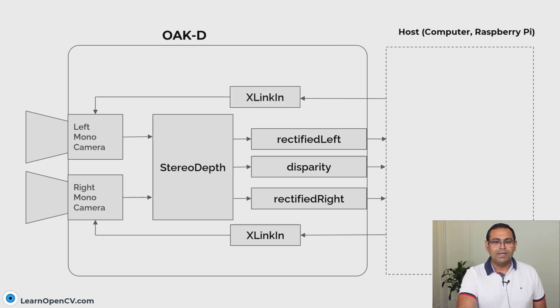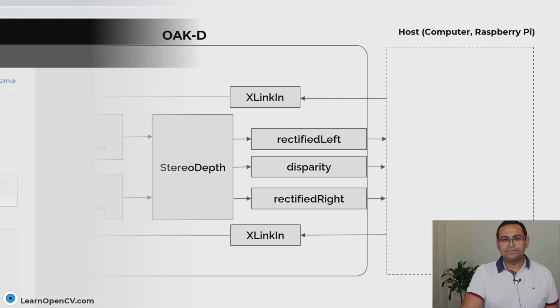If you remember, X-link is used as a communication medium. This node is used for communicating between the device and the host. So this input is no different from the previous slides that you had seen. X-link is used to control the left camera, and also the right camera. The output of the left and the right cameras now go into this new node called stereo depth.